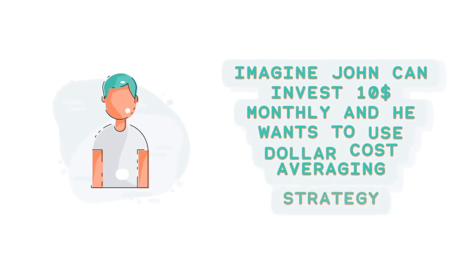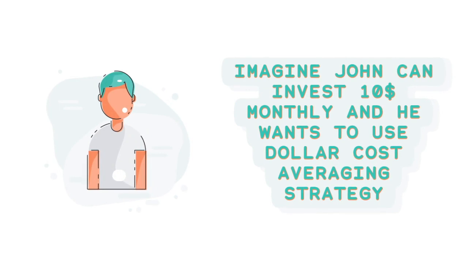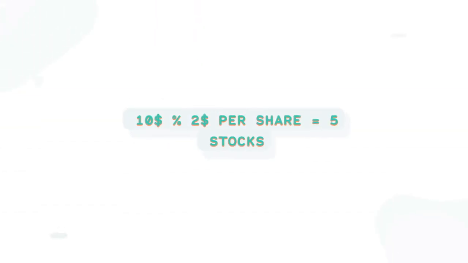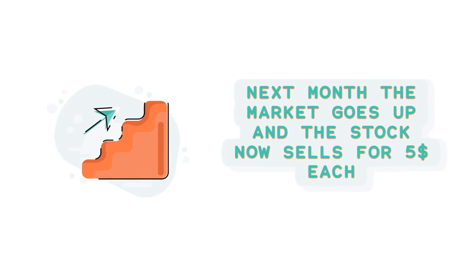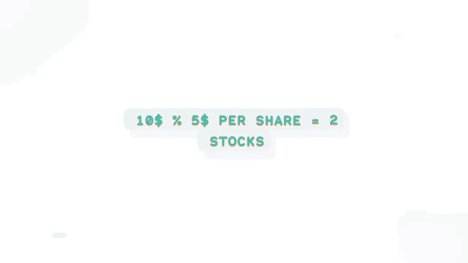Imagine John can invest $10 monthly and he wants to use dollar cost averaging strategy. The company, which stocks he wants to buy, goes at $2 per share, so he buys 5 stocks today. Next month the market goes up and the stock now sells for $5 each. John can afford to buy only 2 stocks, which he does following the strategy.